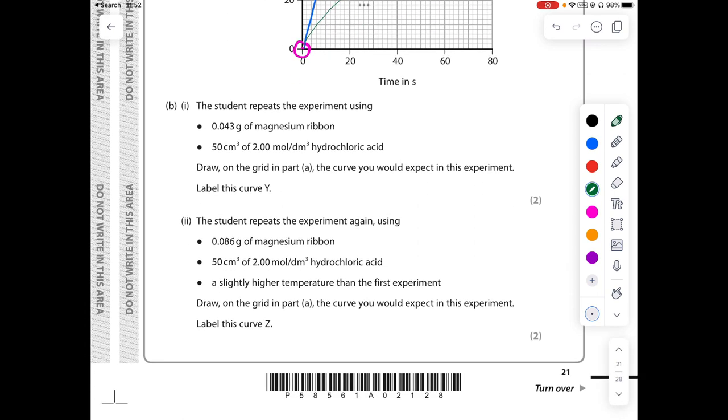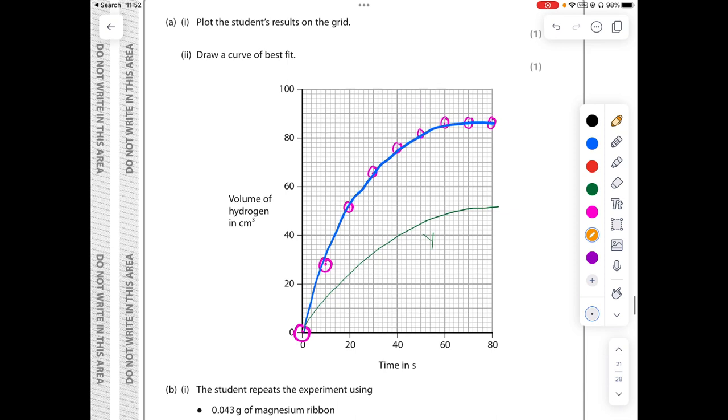A student repeats this experiment with 0.086 grams of magnesium, same, but a slightly higher temperature, and mark it as Z. Now it is at a higher temperature, so therefore the reaction will be faster, but it will be tapering off at the same level. So label this as Z.